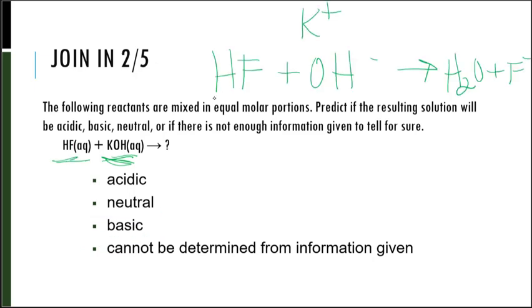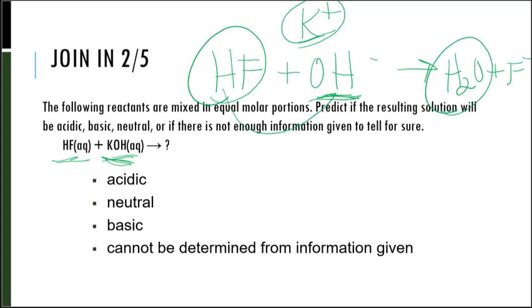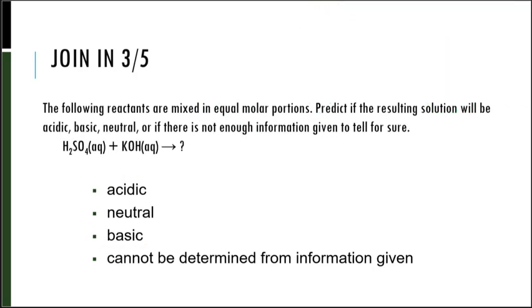So if I set up my reaction here, we have HF, my weak acid, and my strong base, again dissociated into our K plus ions, which have no effect on the solution, and my OH minus. My H and OH will combine to form water, and I'm left with the conjugate base of that weak acid, and that fluoride is going to make it basic. Pause here and try this one.